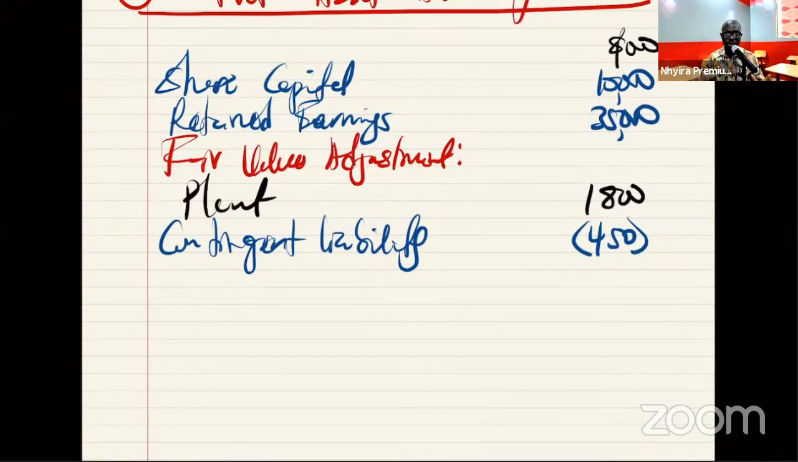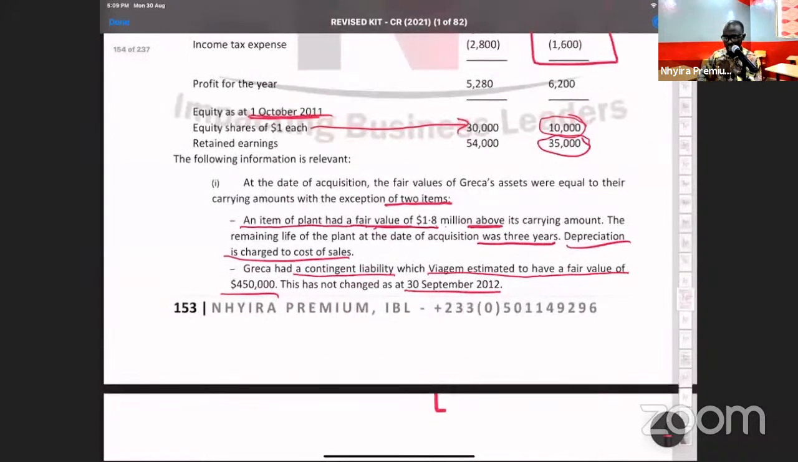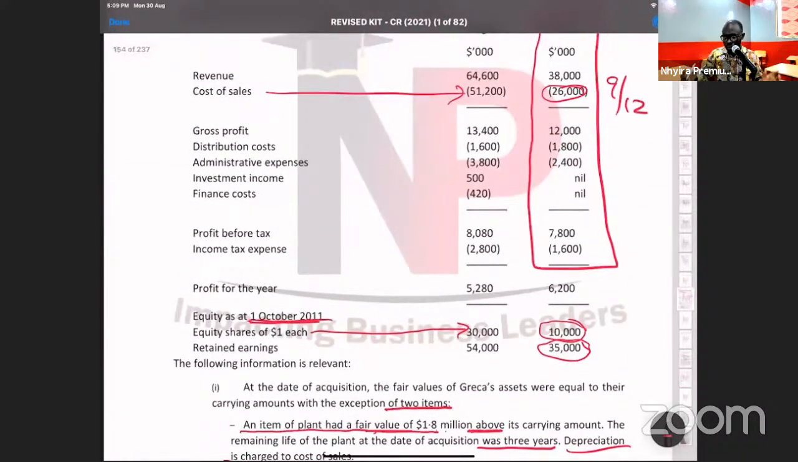So that is the fair value adjustment. But there is something remaining that you've not done. You see that Viagem's profit for the year is 6,200. Stay with me carefully here. It's 6,200. However, it is not a full year acquisition, which means before you acquired them, they had been in operation for how many months?